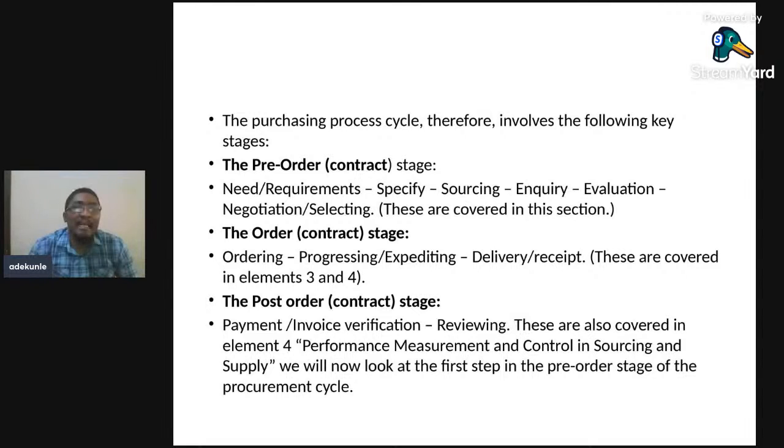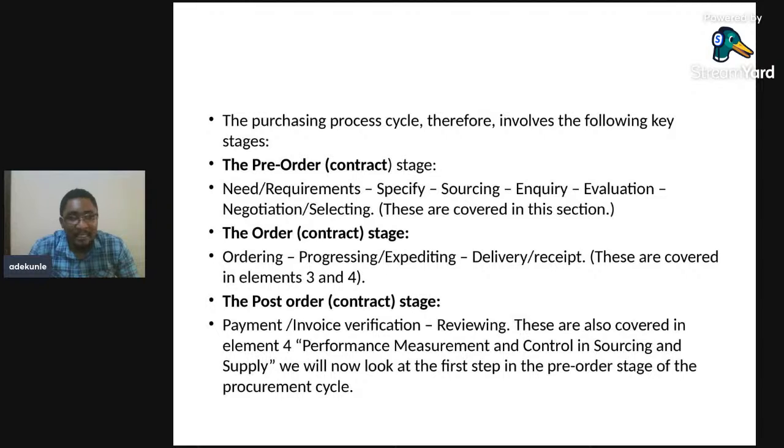Now, what are the activities that take place in the pre-order? First and foremost, we see need as an activity. Need, requirement, specify, sourcing, inquiry, evaluation, negotiation, selecting the right one. Of course, we'll cover this in this section. These are the pre-order contract stage.